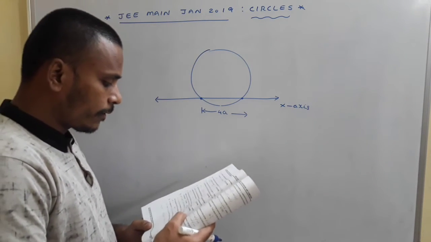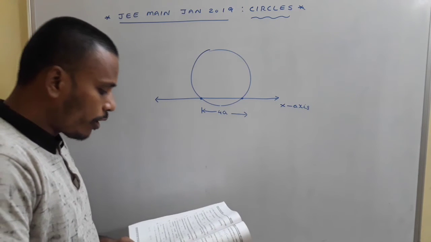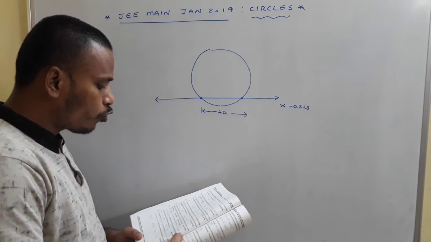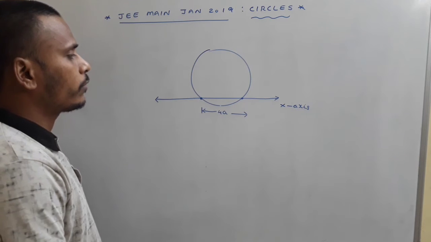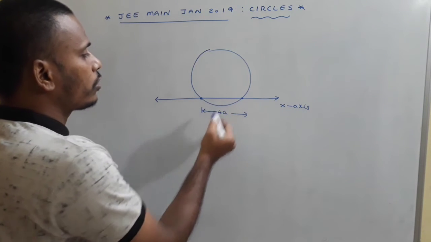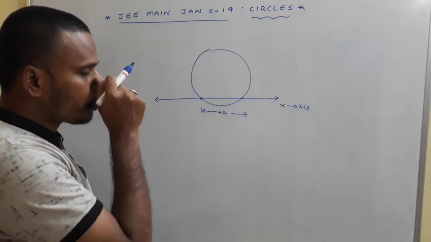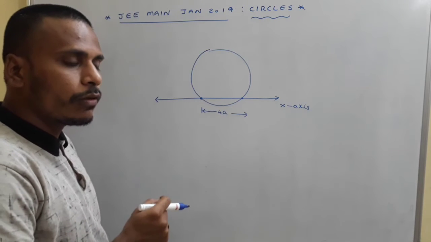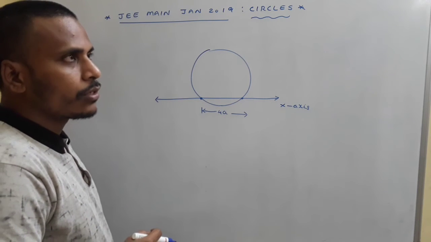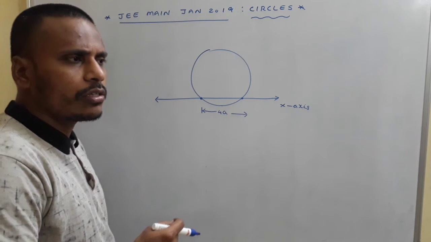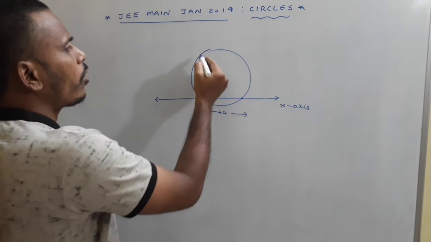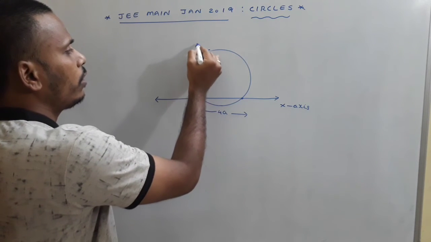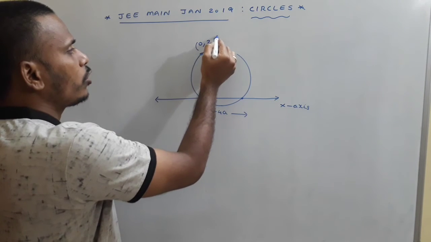And the next thing: it passes through a point on the y-axis at a distance of 2b from the origin. We don't know where the origin is, but the circle is passing through a point at a distance of 2b from the origin, so the point will be (0, 2b). From somewhere there is a point (0, 2b).